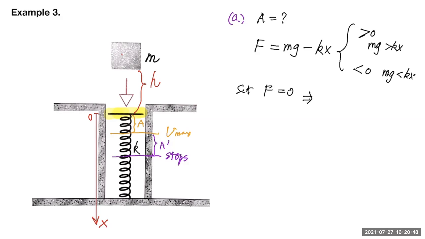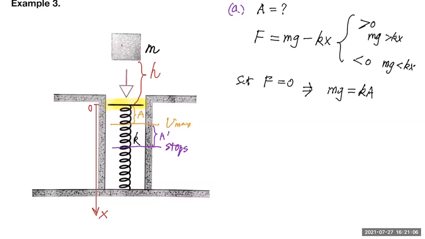And that is when mg equals kx. That x is A by definition. That is the amount of compression which will give you the greatest speed according to analysis. This analysis is not based on the work energy theory. It's based on Newton's second law.